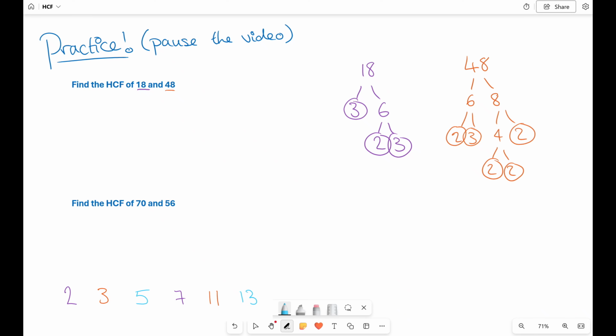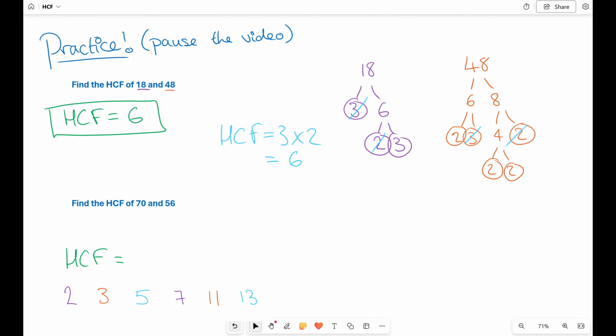So let's find out what the highest common factor is. So HCF is equal to, we've got 3 in both. We've got 2 in both. Anything else? No. So 3 times 2 is 6. So the highest common factor, HCF, is equal to 6. That is our answer. Yeah? Okay, let's find out the next one.